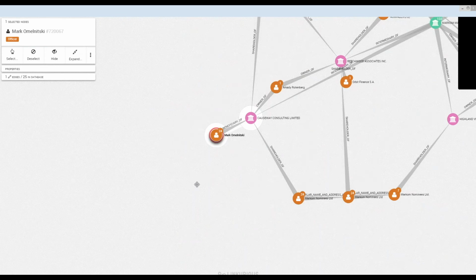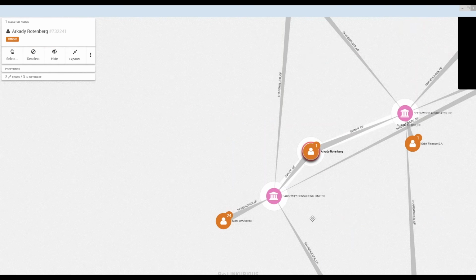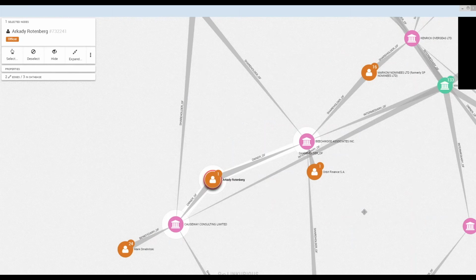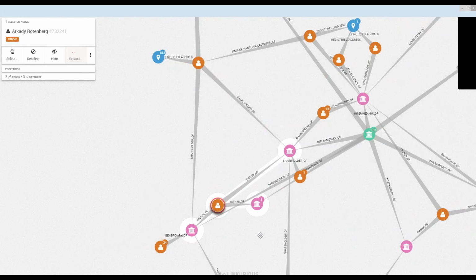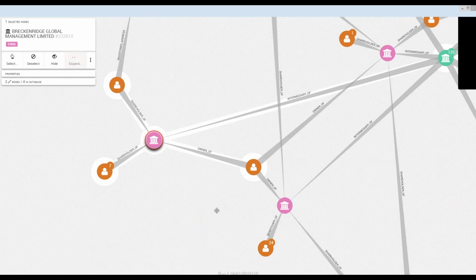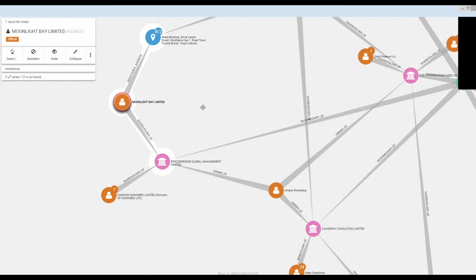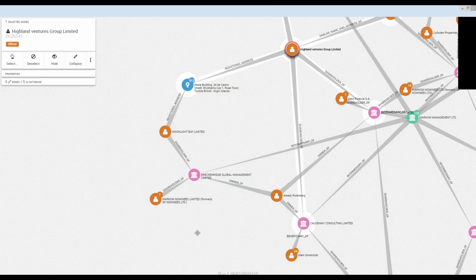And here we have Mark Omelnitsky, who is connected to Causeway Consulting Limited. We also have an Arkady Rotenberg. So it's a new Rotenberg sibling who is connected to this company here. This company is connected to Moonlight Bay Limited, which is also connected to Island Ventures Group.